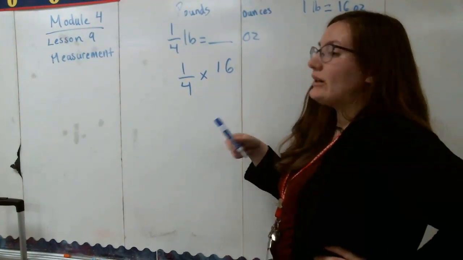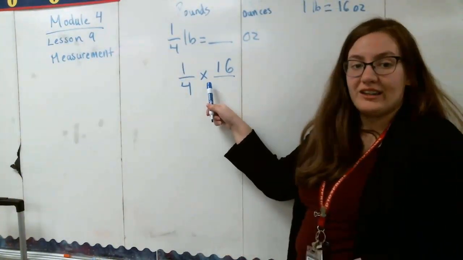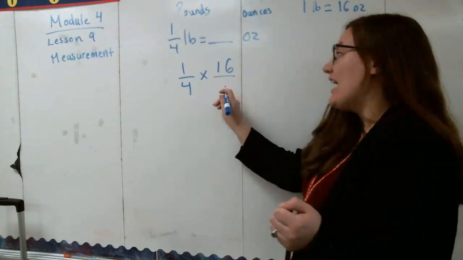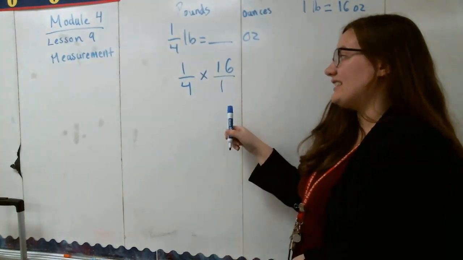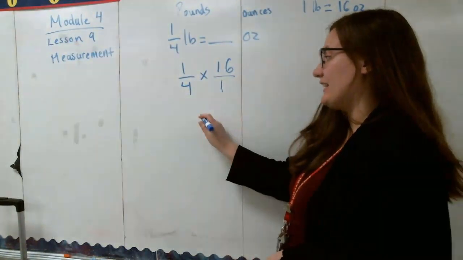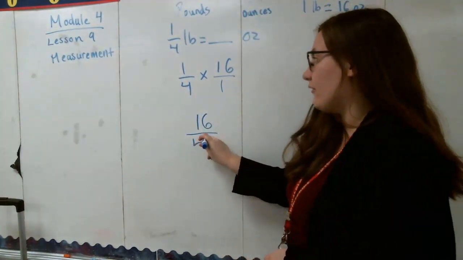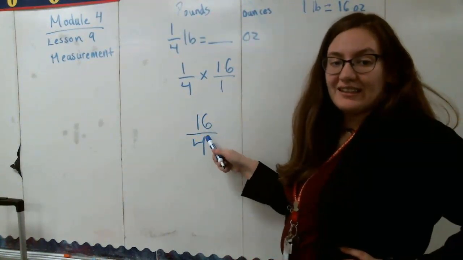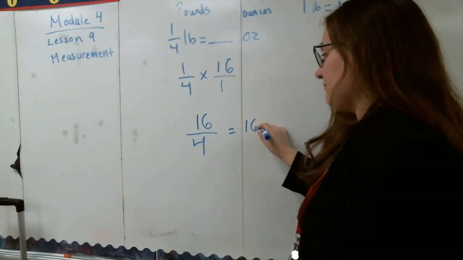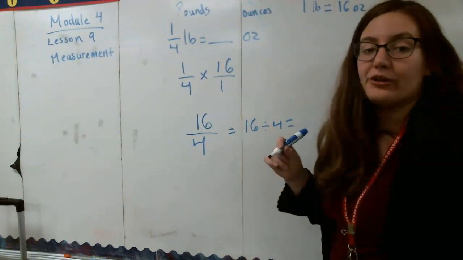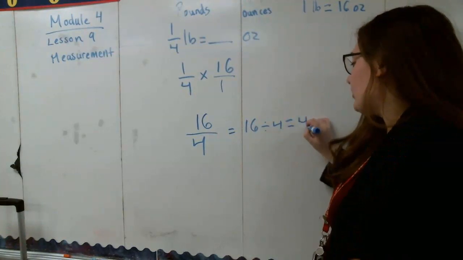Then what I need to do is multiply, just like we've been doing so far. So we have 1/4 times 16. Remember, this whole number 16 has an invisible number 1 underneath it. So we're going to take this 1/4 times 16 over 1. So we're going to do 1 times 16, which gives me 16, and then 4 times 1, which gives me 4. Then I am left with 16 over 4. And remember, I can think of this as a division problem, like 16 divided by 4. And hopefully we're good at our division facts, and we know that 16 divided by 4 equals 4.